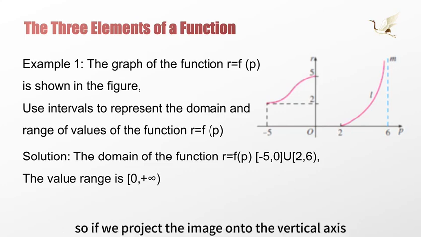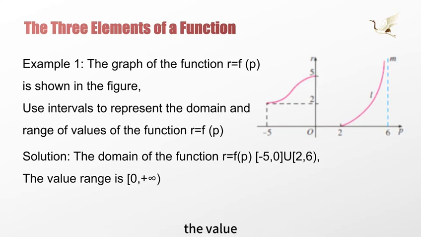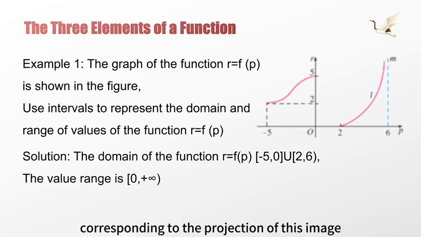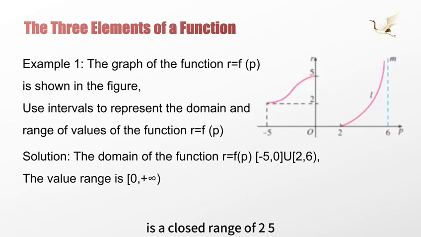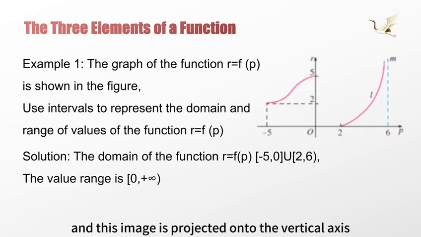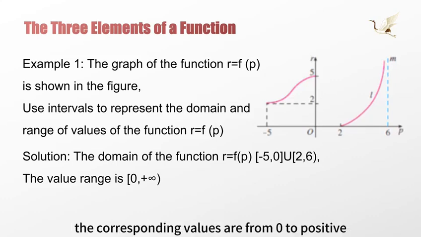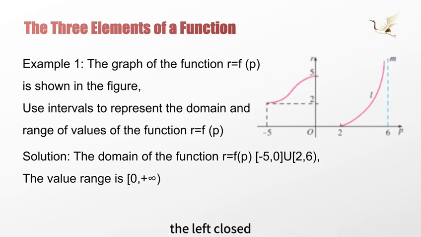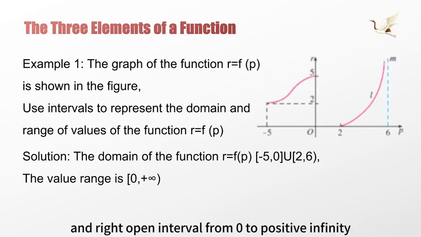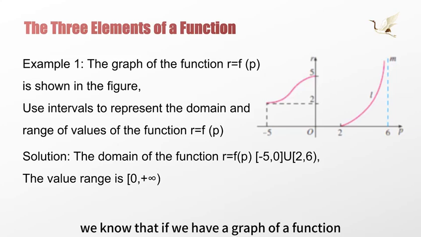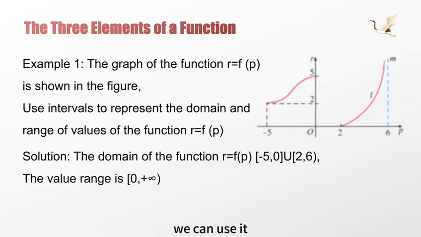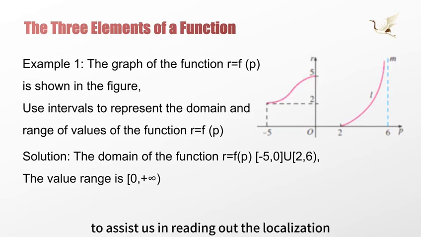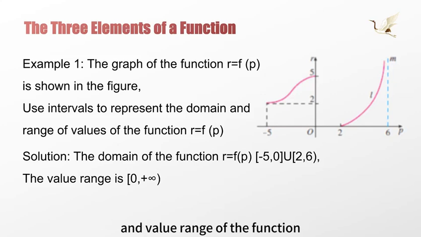So, if we project the image onto the vertical axis, the value corresponding to the projection of this image with the vertical axis is a closed range of 2 to 5, and this image is projected onto the vertical axis. The corresponding values are from 0 to positive infinity, so the range of values for the entire function should be the left closed and right open interval from 0 to positive infinity. We know that if we have a graph of a function, we can use it to assist us in reading out the domain and value range of the function.